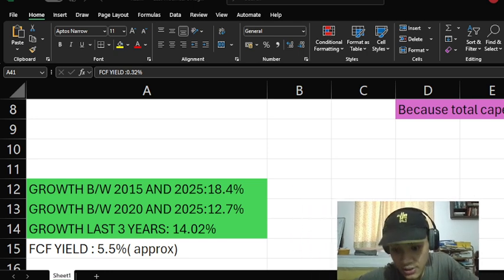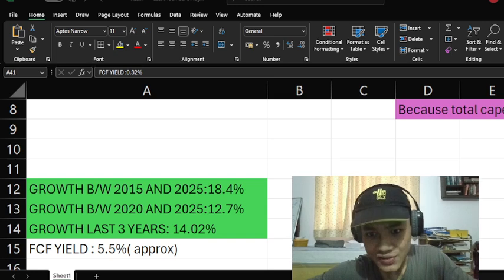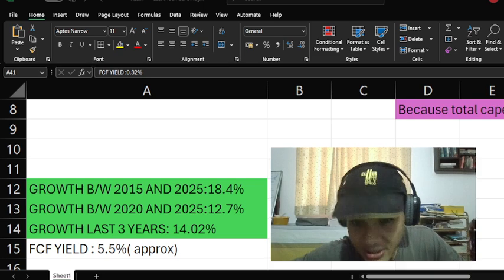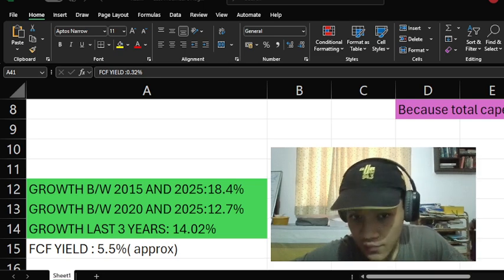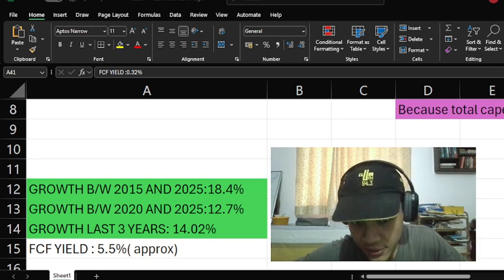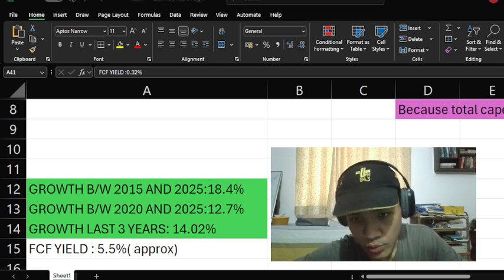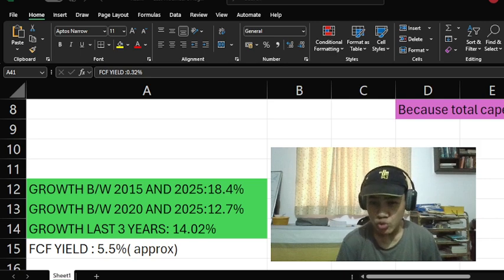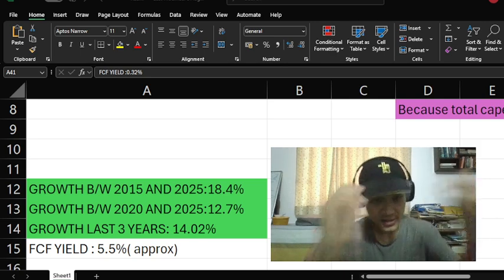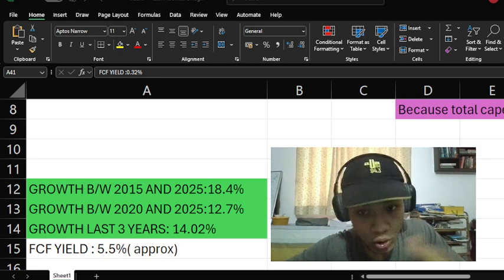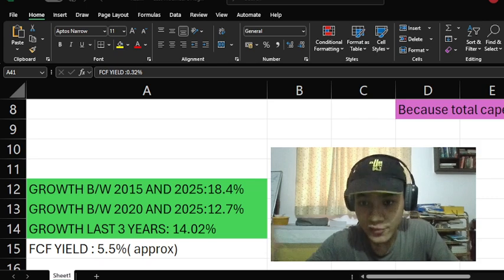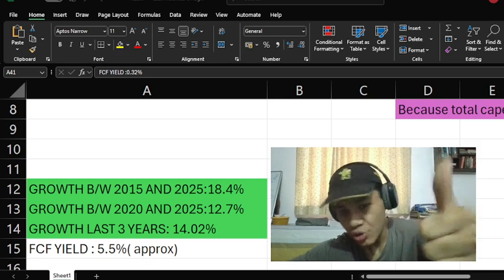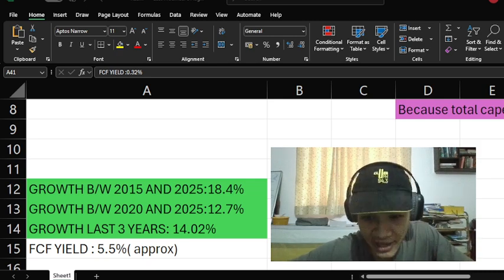And talking about growth, this is surprising because Reliance is such a big company, so I thought it couldn't grow by that much. But for the last 10 years, the annualized growth rate for free cash flow has been 18.4%. Last 5 years has been 12.7%. Last 3 years has been 14.02%. So these are the growth rates, and the yield is around 5.5%. So great free cash flow for Reliance.